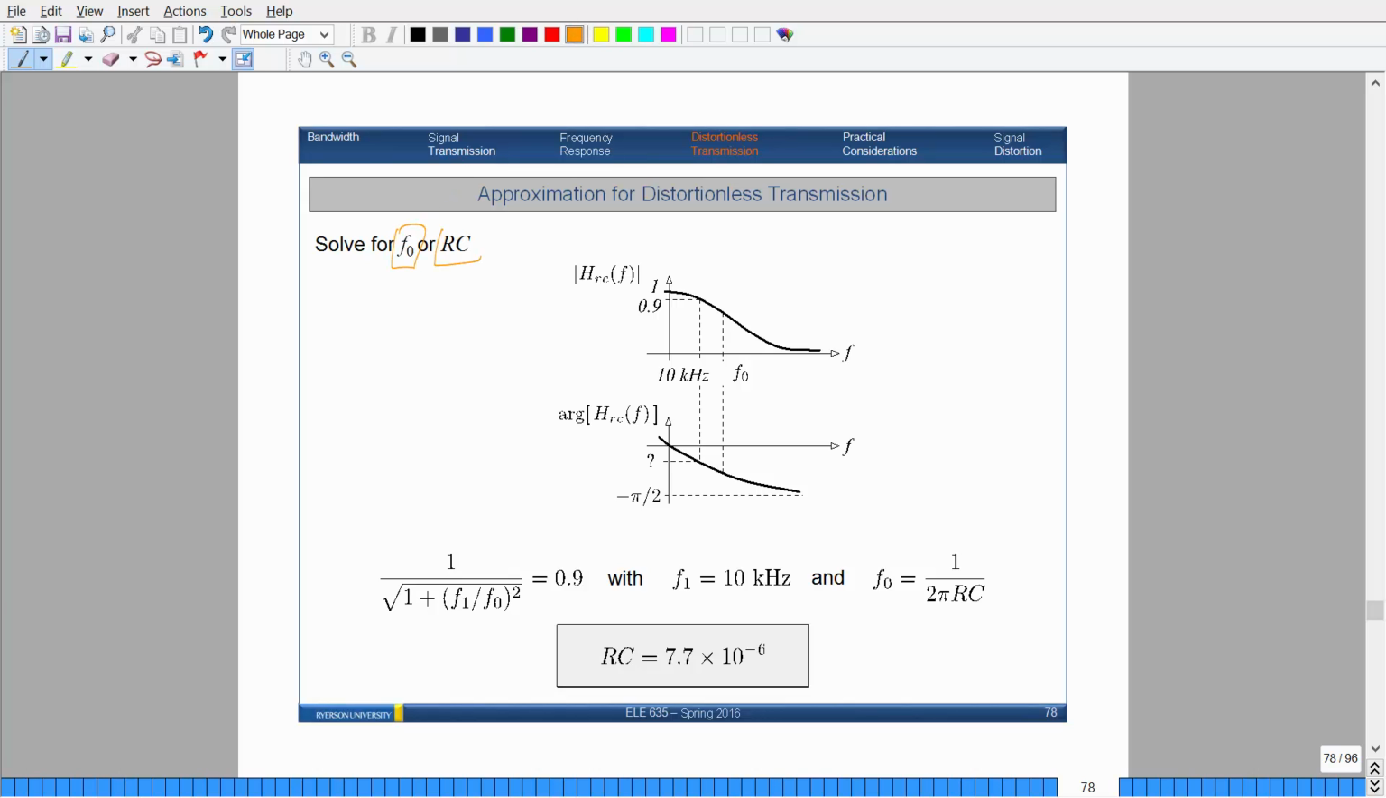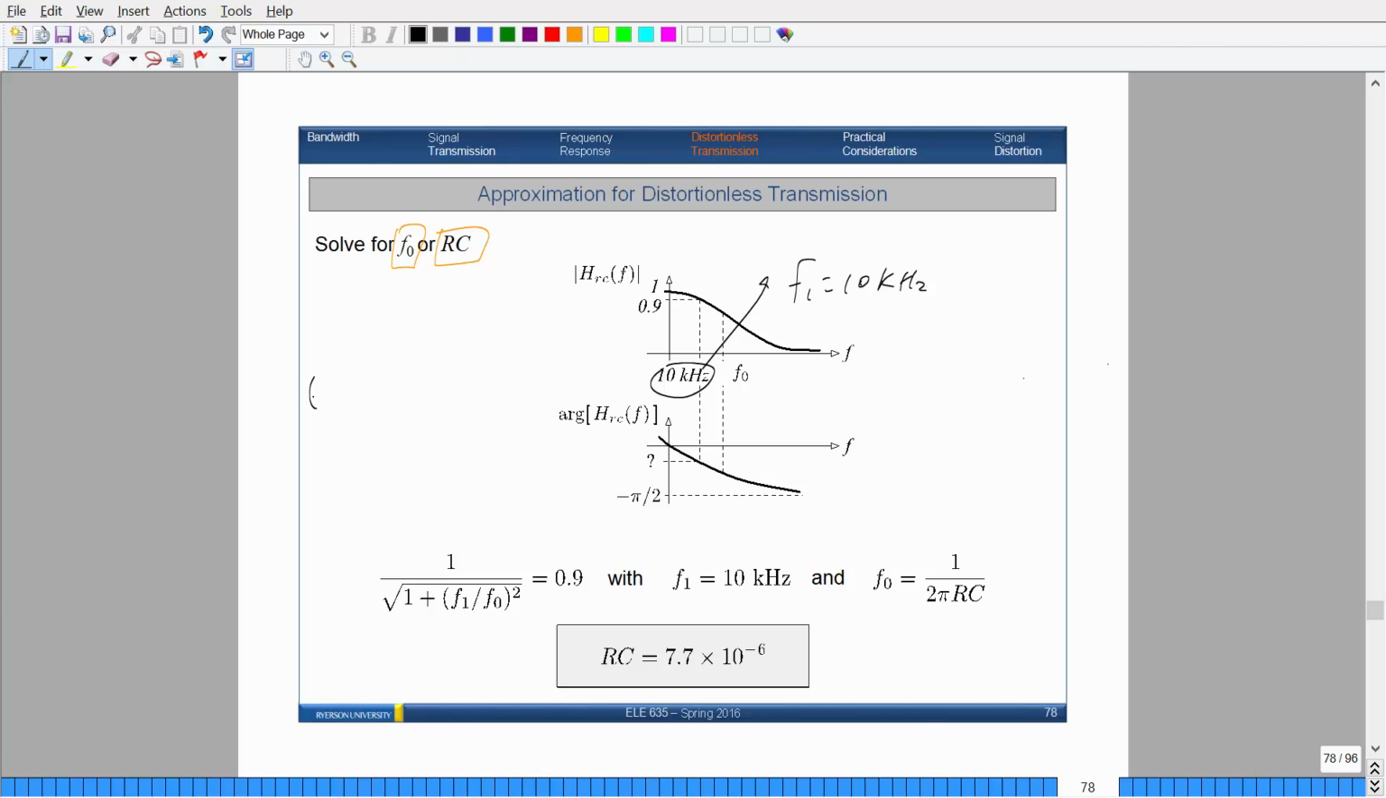bandwidth is, and then ultimately we have to figure out what the constant is for that. So that's very simple. We're going to call this value f of 1. So f of 1 is equal to 10 kilohertz. So we know that at 10 kilohertz, we want to make sure that the magnitude is at 0.9.